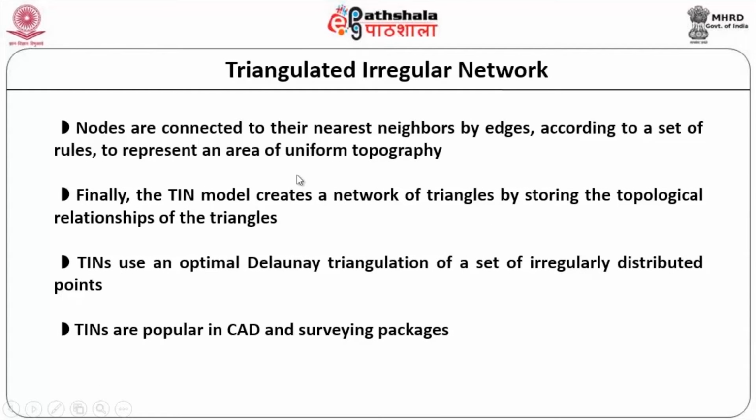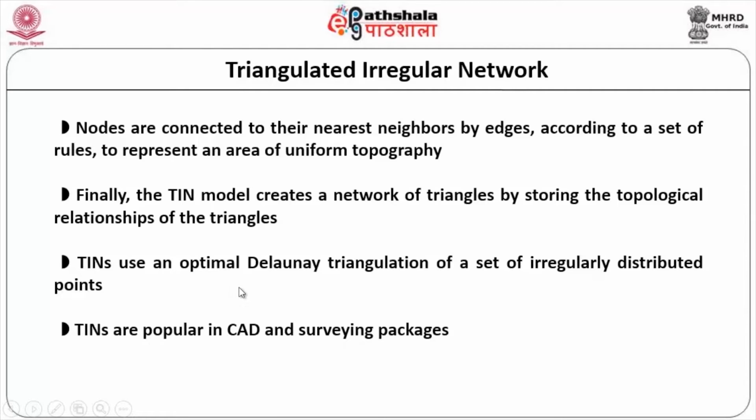How do you develop that? Nodes are connected to wherever you have a nearest neighbor in the form of your edges. Of course, it follows a set of rules, and it will also represent a uniform area or topographical detail. Automatically, at the end of the exercise you will find a network of triangles. Because you are also using vector data, you can also have the topological relationship for the triangles. As we just saw in the previous case, the left, right, connectivity, contiguity, all those things can be there.